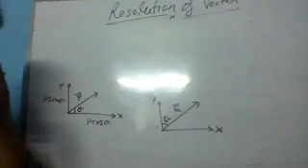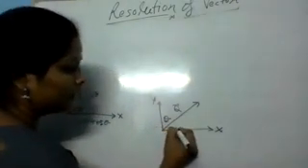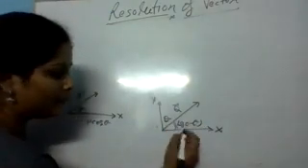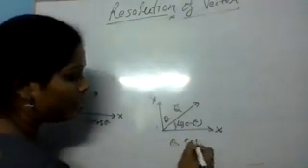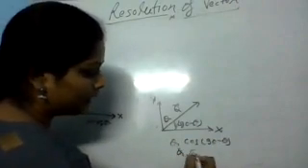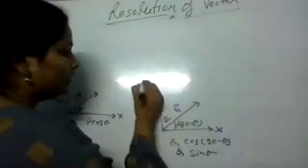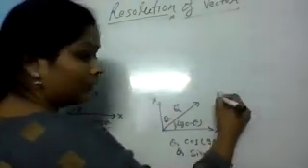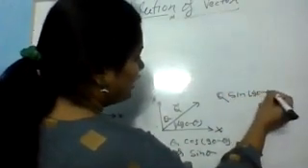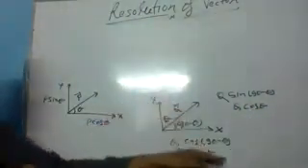Okay. So here, simple mathematics. If this is your theta, then this will be your 90 minus theta. For X component, we will write Q cos 90 minus theta, and we know that cos 90 minus theta is sin theta. And for Y component, we will write Q sin 90 minus theta. So it becomes Q cos theta. Is this clear?